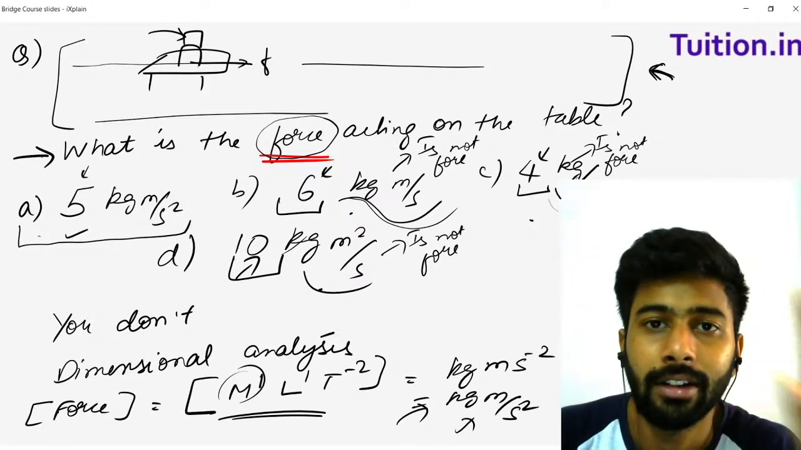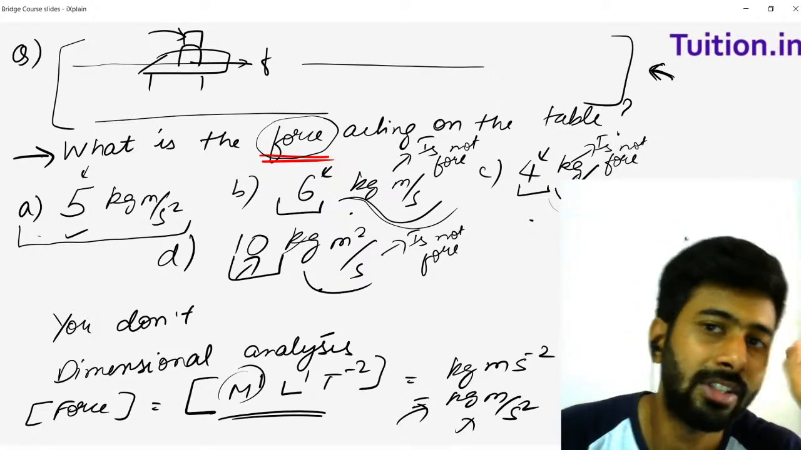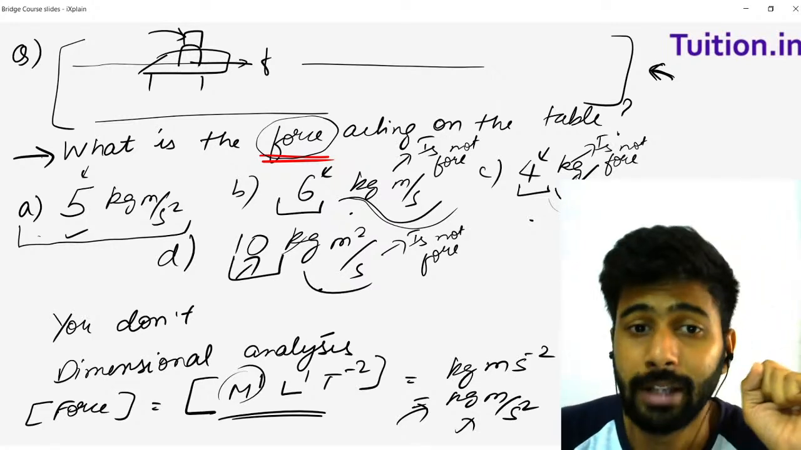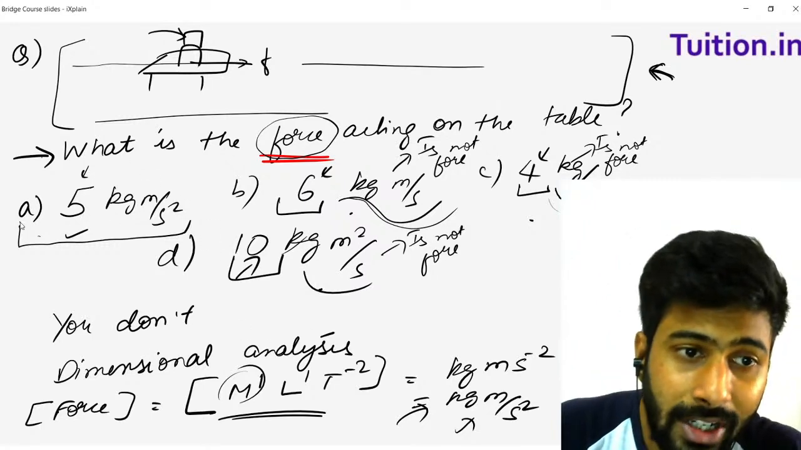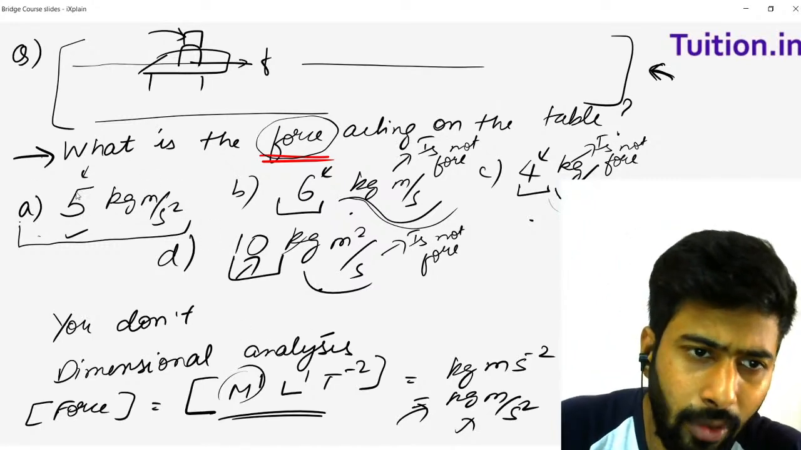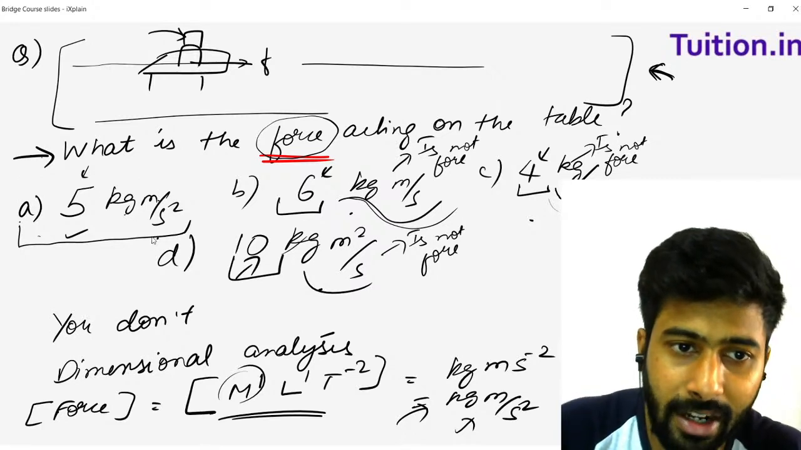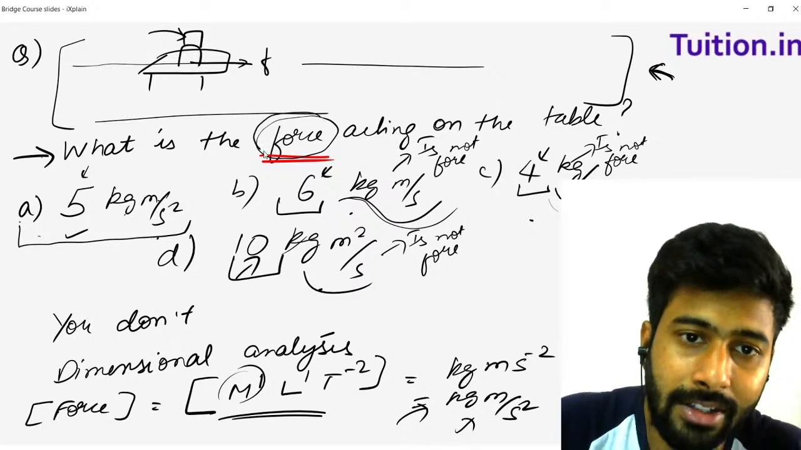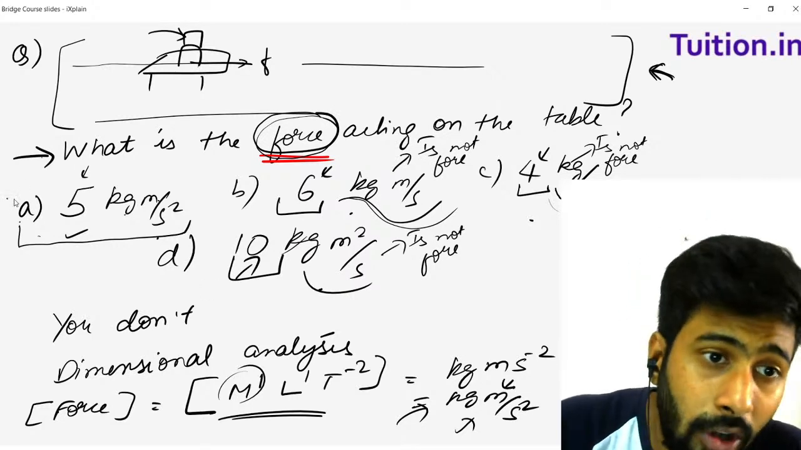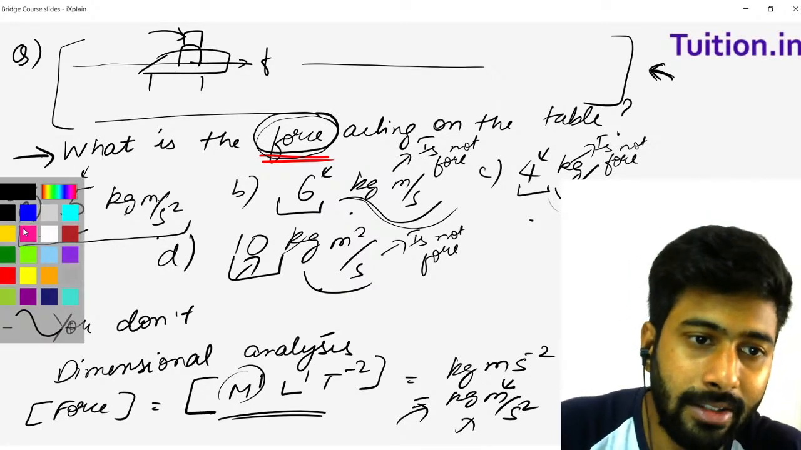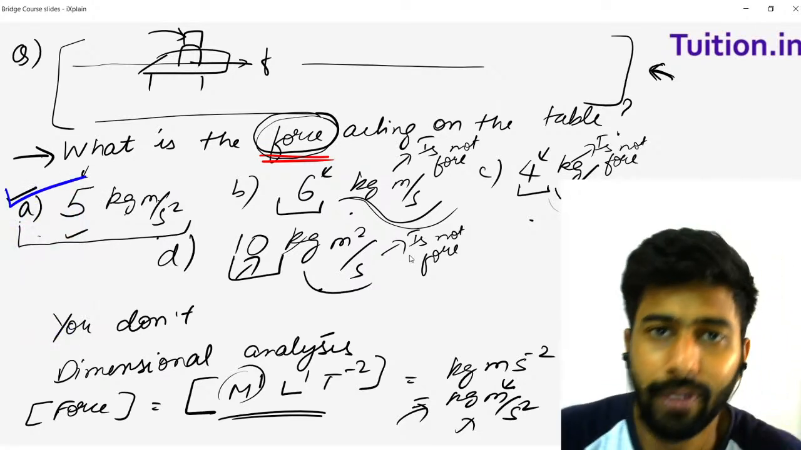Whenever you see that, just close your eyes and go for dimensional analysis, because it will help you save a lot of time. Obviously I can see that only option A is kg meter per second square. Force is being asked in the question. The dimensions of force are kg meter per second square. Only one option has this dimension, so obviously this is my answer. I don't need to go for anything else.